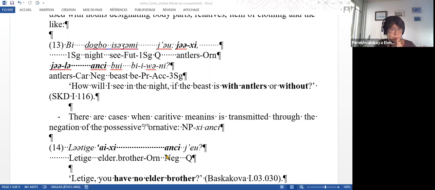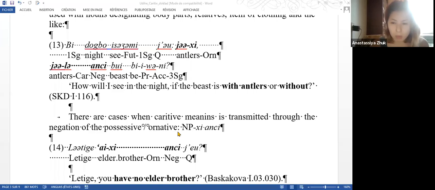Yes, but you see, this example 14 was recorded in 36. So it was not the time when Udihe was endangered or under Russian influence. No, it was just a fully used language. Who knows? Yeah. Thanks. Okay, yes.